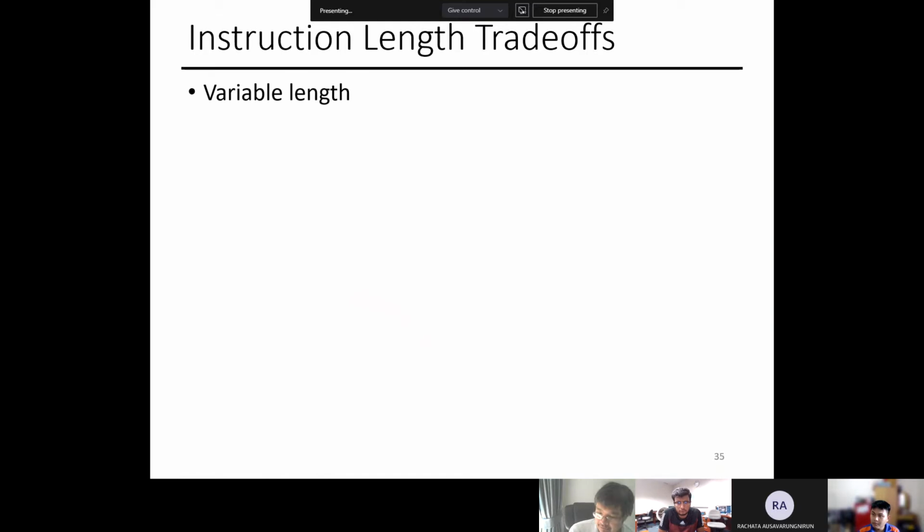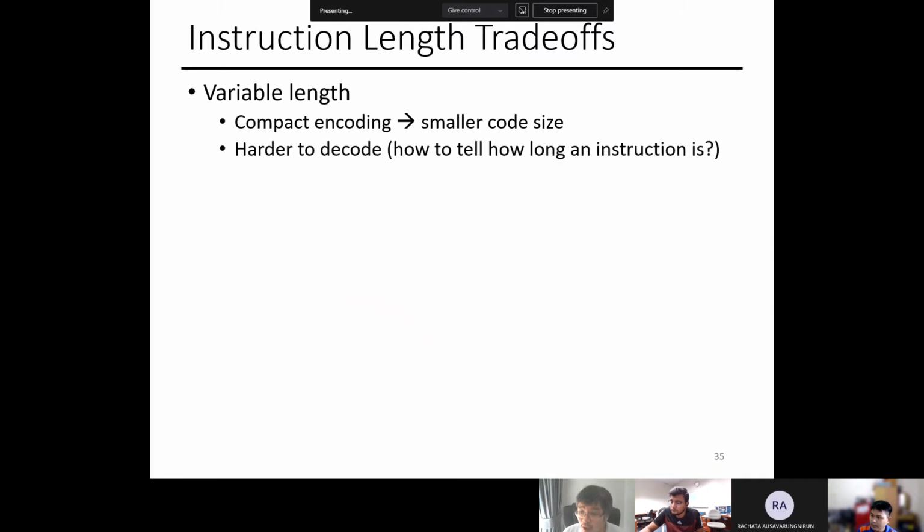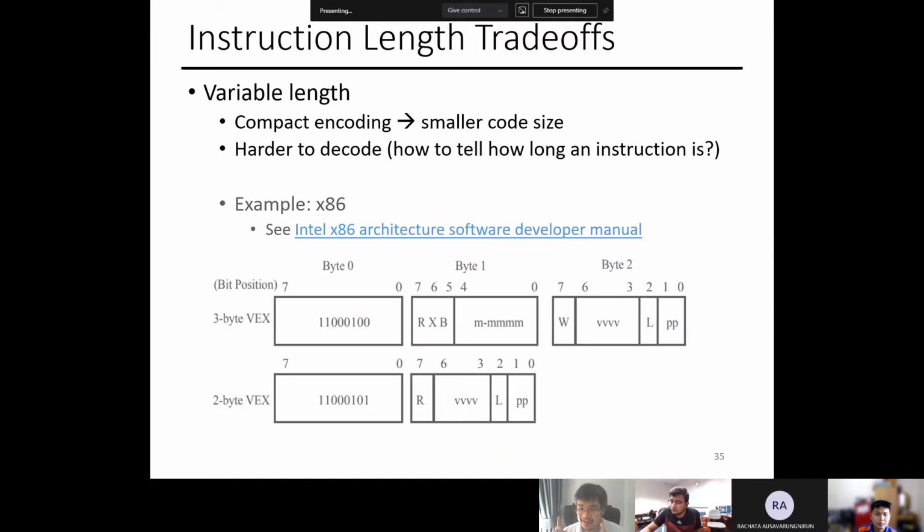You can have variable lengths, which would allow your code to be smaller because you only need the length just for that instruction. But it's harder to decode because you cannot tell how long your instruction is. One good example of this kind of ISA is x86, where Intel and AMD have variable length instructions. For example, if you look at the manual, you can find that for this VEX instruction, there is a 3-byte version and a 2-byte version.